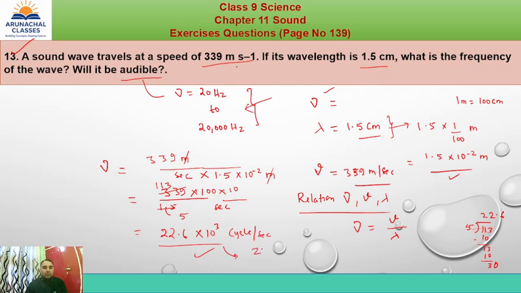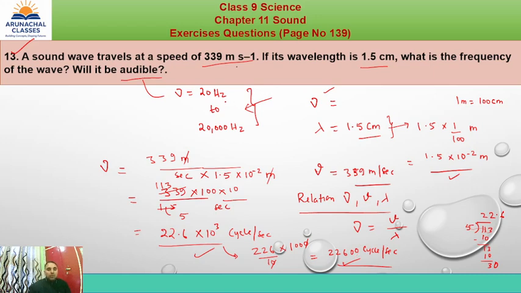I can just simplify this one. It will be 226 divided by 10 multiplied with 1000. So this 0 and 0 will cancel, so it will be 22600 cycle per second. So it will be the frequency. It is 22,600 hertz.